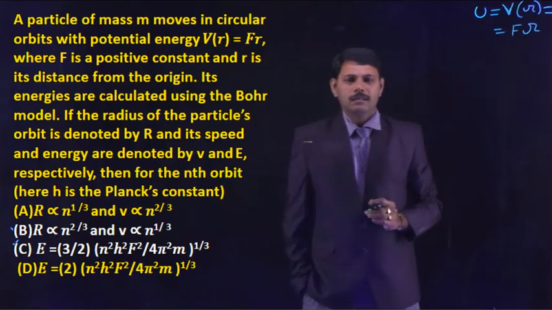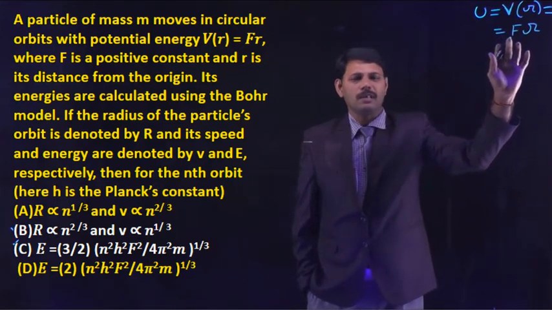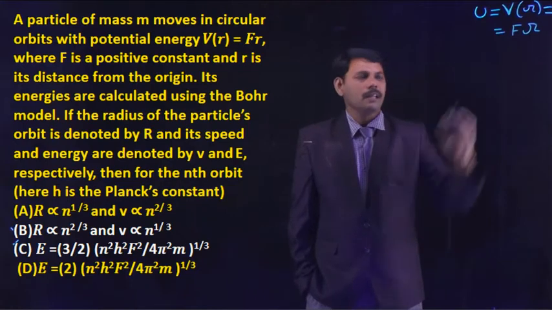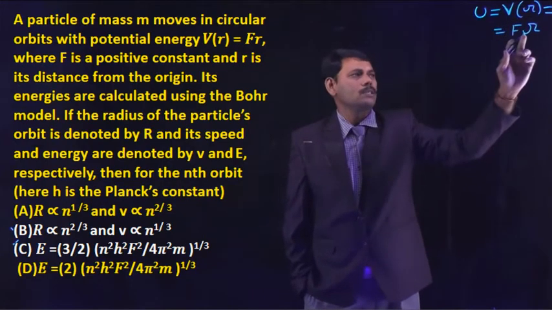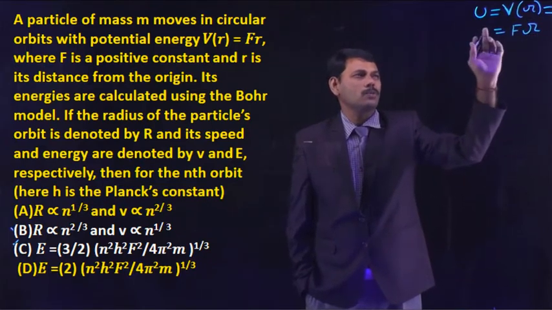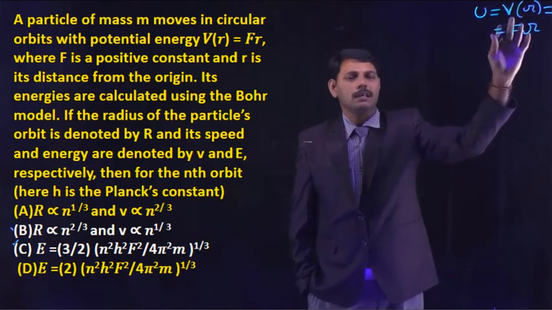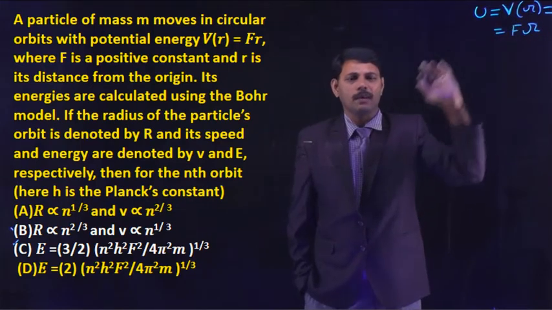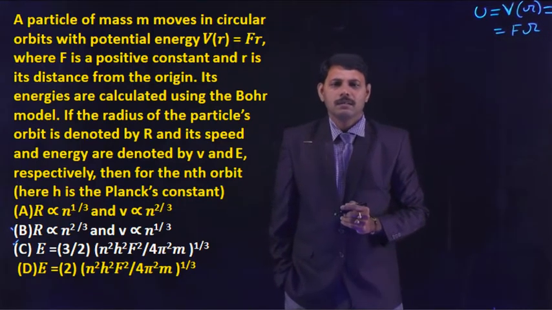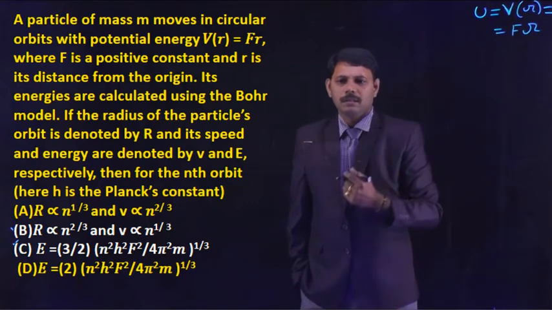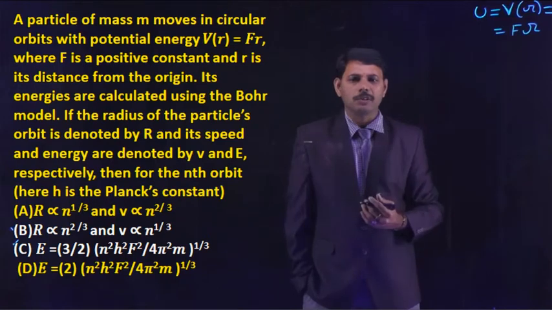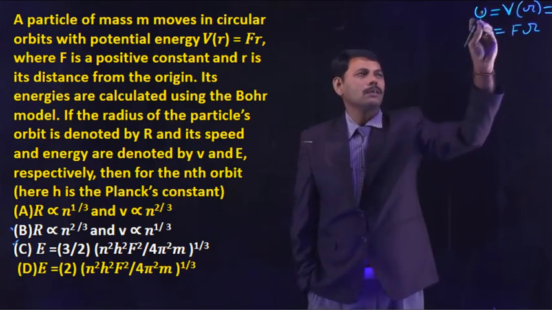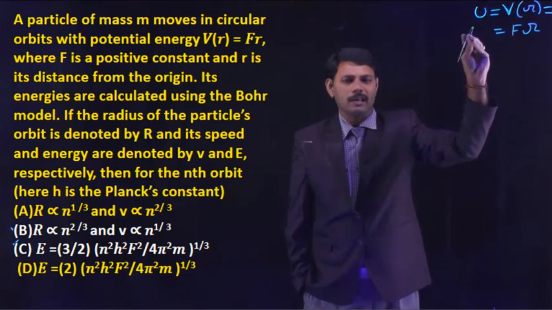Here F is a positive constant, and r is the distance from the origin. Then potential energy V(r) is given by F into r. Then we have to calculate its energies using Bohr's model. Energies, potential energy, kinetic energy, total energy, are calculated by using Bohr's model.